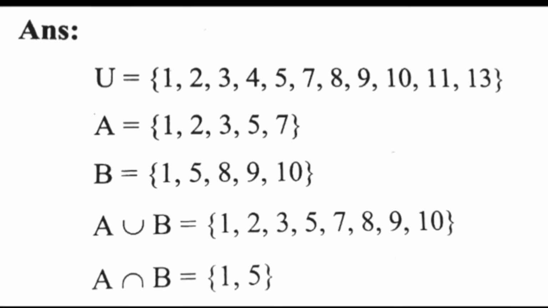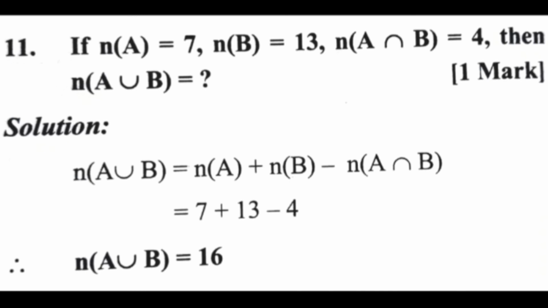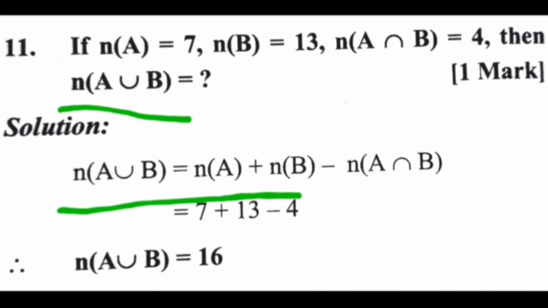This was very easy. Next, question number 11. If number of A is equals to 7, number of B is equals to 13, number of A intersection B is equals to 4, then you have to find number of A union B. So, by seeing this, the very first thing that should come to our mind is the formula of number of A union B. That is, number of A union B is equals to number of A plus number of B minus number of A intersection B.